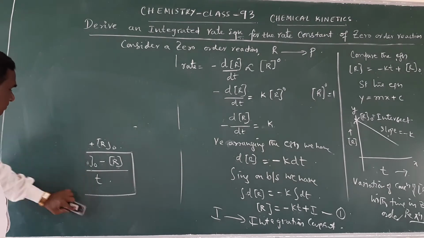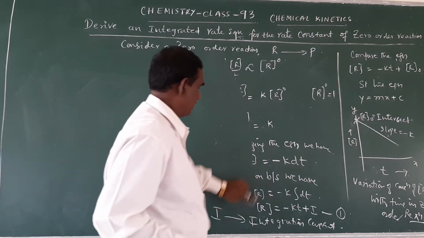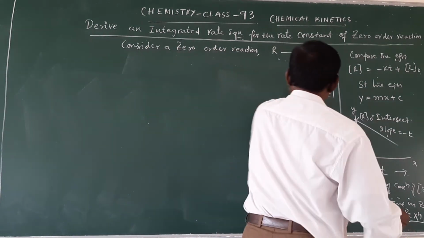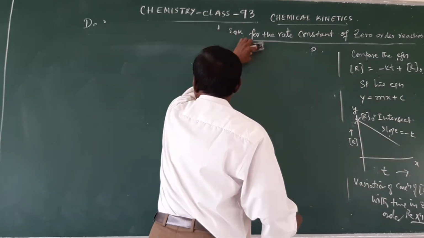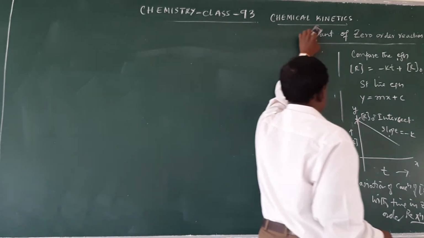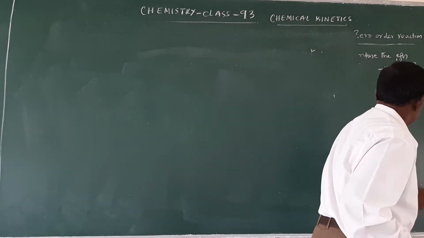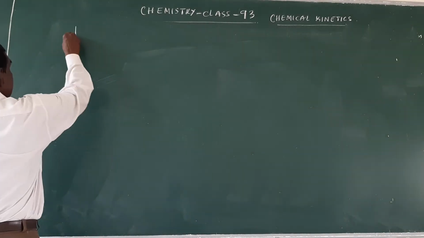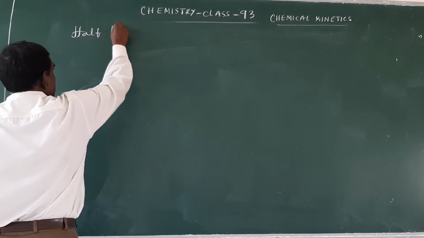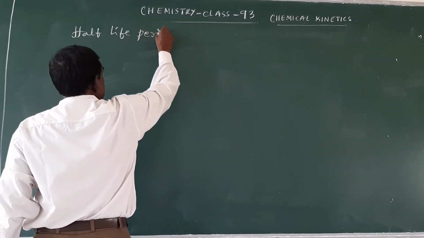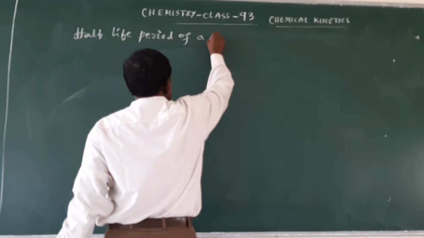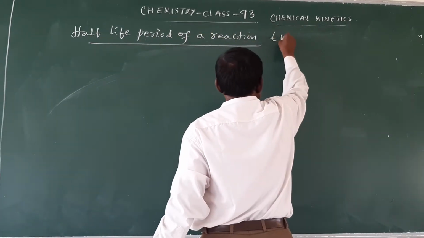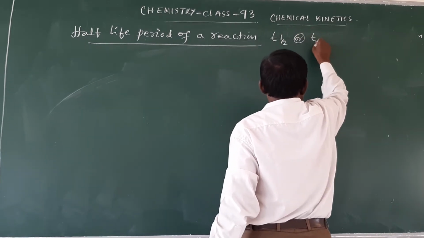So after deriving the rate constant of zero order reaction, we have one more important topic in this chapter, that is the half-life period of the reaction. What is that? Half-life period of the reaction, which is indicated as t half or t 50%.